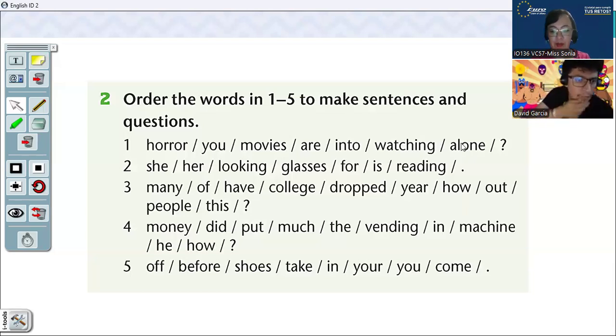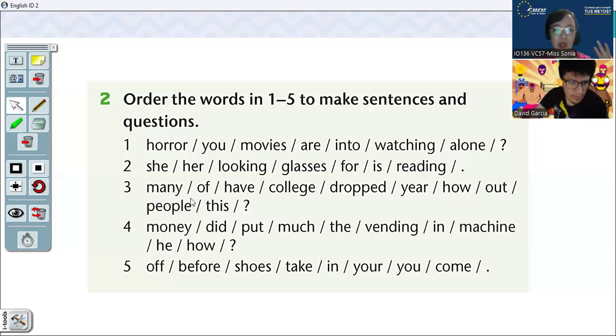And the second? She is looking for her glasses. No, but we are missing reading. Her reading glasses, because they are her glasses for reading. We have sunglasses, and short-sighted glasses for seeing far. Reading glasses are for seeing up close, for reading. So she's looking for her reading glasses. Looking for means buscar. She's looking for her reading glasses.